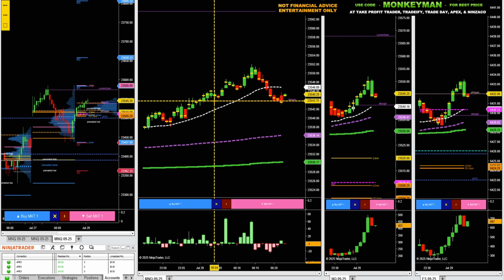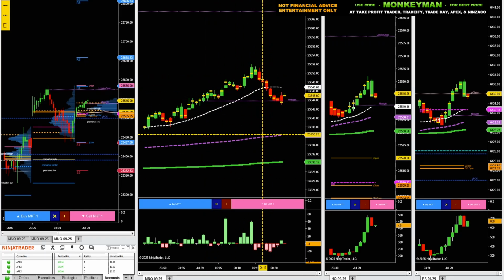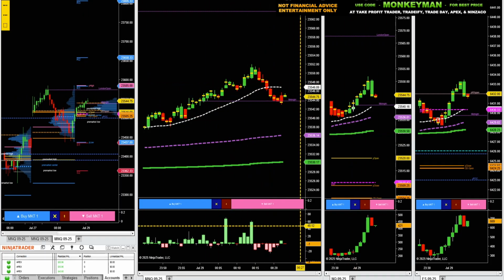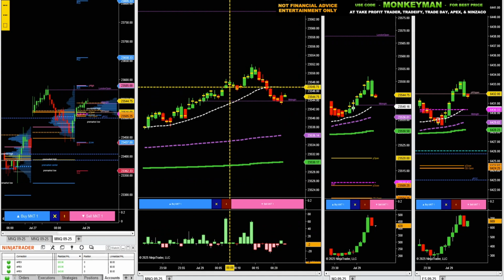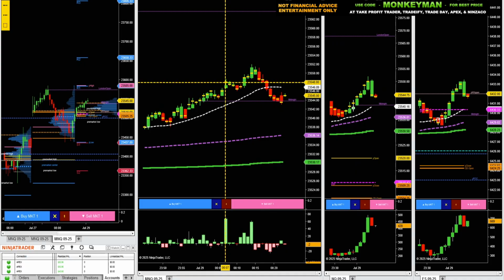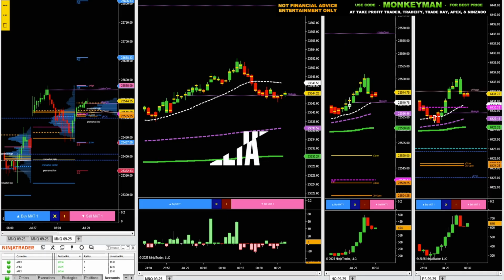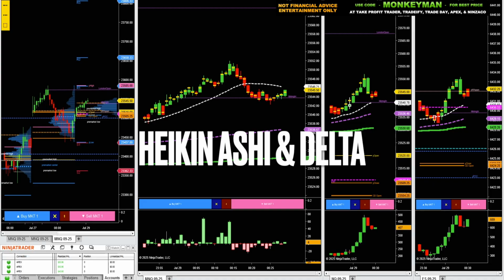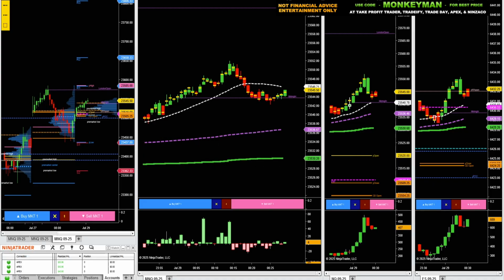So I've got the MMT Ultimate Heikin Ashi on the chart, and it's painting the candlesticks on all four charts that you see. And then the bonus indicator that I've got on here is the Ultimate POC that shows the point of control of each candlestick. I really find this helpful for looking for trapped traders. So I'm calling this the Heikin Ashi and Delta chart setup. I will also go over the settings later on in the video.